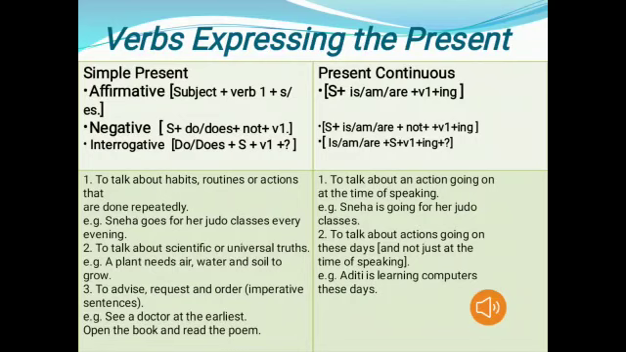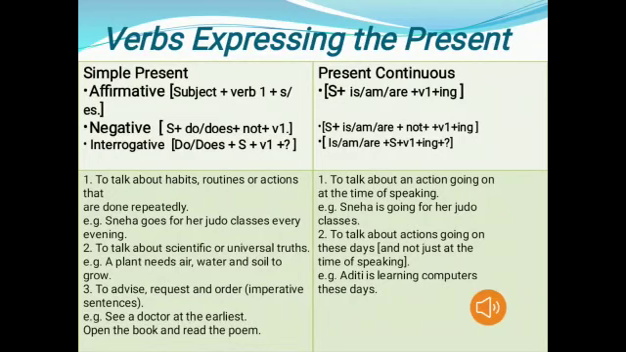And now in the same way, present continuous tense. It is used to talk about an action going on at the time of speaking, means the action which is going on at the time, as we are doing now. What are we doing now? We are studying now. The action is going on, the action is in progress.